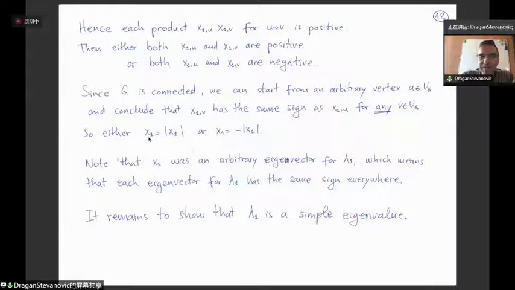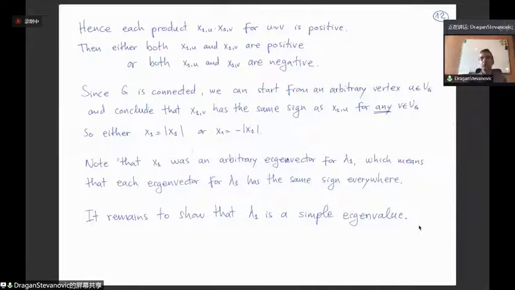In other words, either we will have that x1 is equal to the absolute value of x1, or maybe x1 will be the negative of the absolute value of x1. So actually we will not have independent eigenvectors, but we will have that they are both expressible one in terms of the other linearly. And one more thing: x1 was an arbitrary eigenvector for lambda1. So for an arbitrary eigenvector this holds, and we know that each eigenvector has the same sign everywhere.